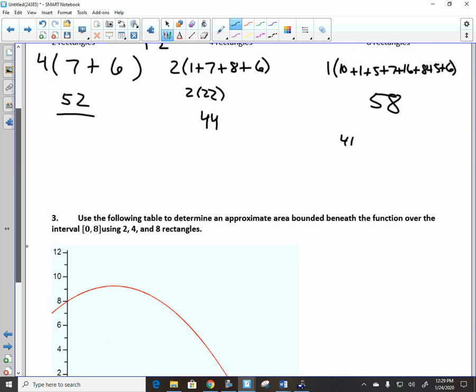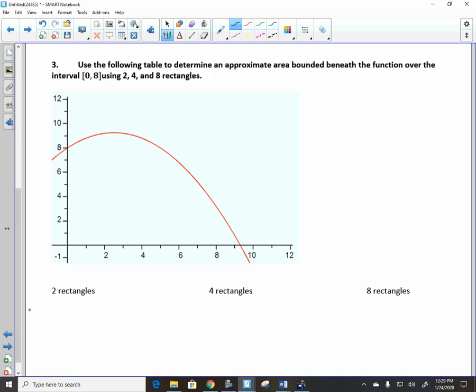So our last example for the day, and then you're going to have time to work on your worksheet. Use the following table to determine approximate area bounded beneath the curve on the interval 0 to 8 using 2, 4, and 8 rectangles. So we don't have a function, so we are just going to estimate. I have 2 rectangles, so what's the width of each one? The width is 4. So this is my first subinterval. This is my second subinterval.